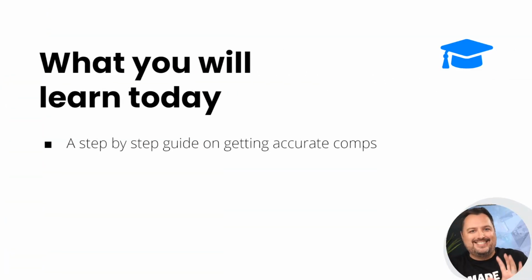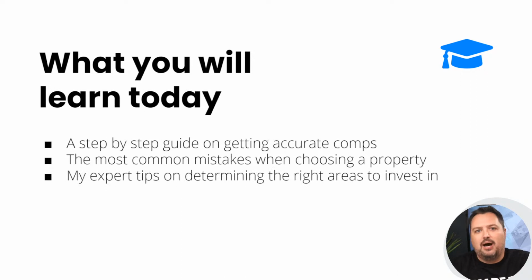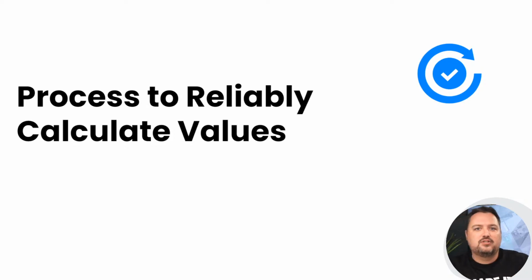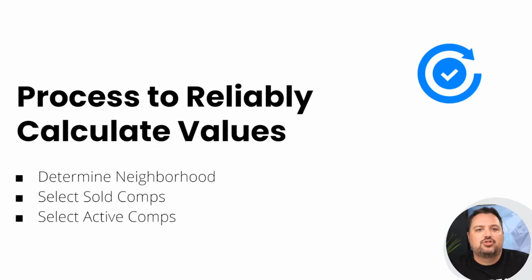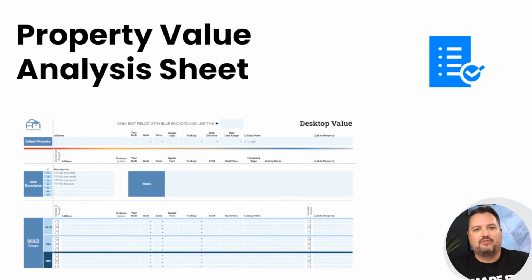What you guys are going to learn today is a step-by-step guide on getting accurate comps, the most common mistake when choosing a property, and my expert tip on determining the right areas to invest in. There's a process to reliably calculate values. First thing you've got to do is determine your neighborhood. Then you've got to select your sold comps. Then you've got to select your active comps. Then you've got to determine your final value. Those are the steps that we've got to do.